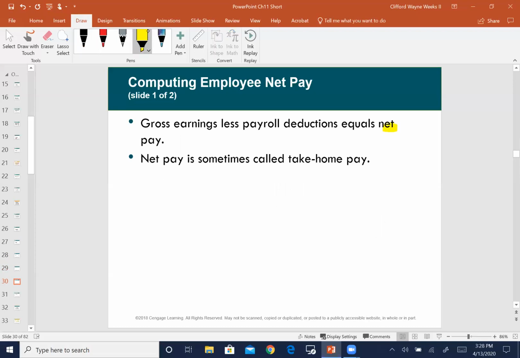So net pay. I don't know if you were like myself. When I got my first job, I was making a whopping $3.35. That was the minimum wage back when I was, I think, 15.